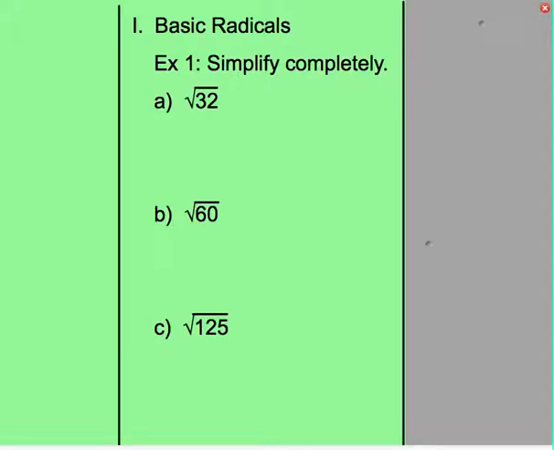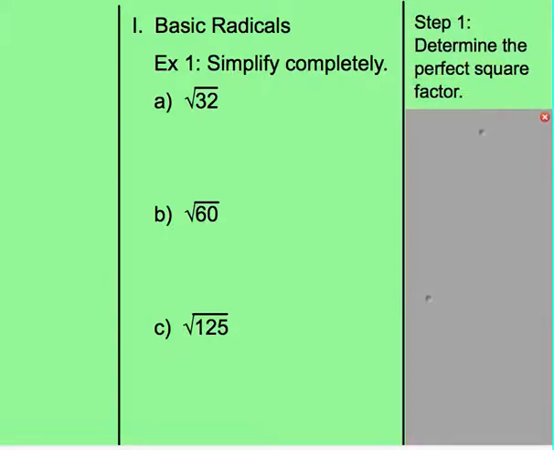Simplify completely. Now our first example is the square root of 32, which is not a perfect square. So here's how we simplify it. We look for a perfect square factor, meaning what number that is a perfect square goes into 32 evenly. Well, probably 4 jumps out at you. 4 is a perfect square, and it is a factor of 32, but there's a larger one. 16 is a perfect square and goes into 32 evenly.